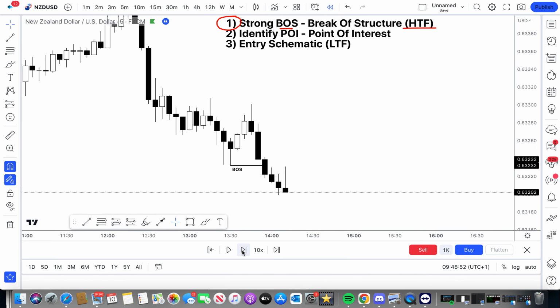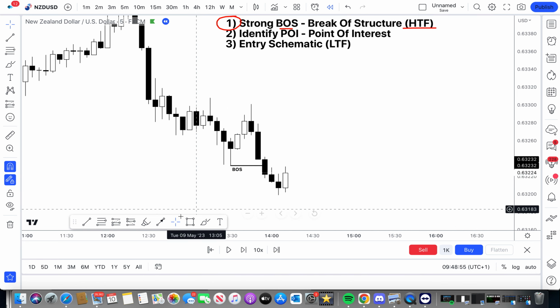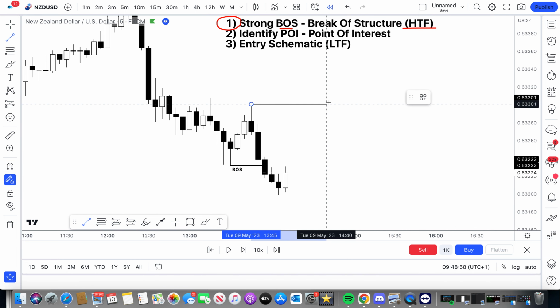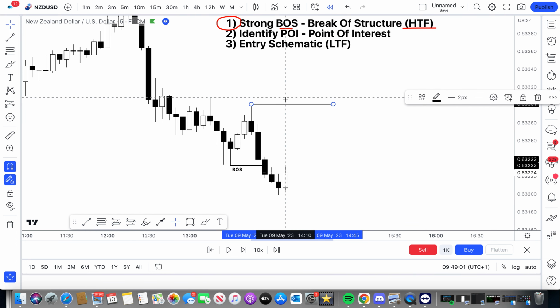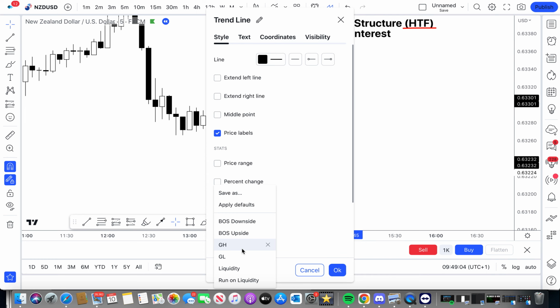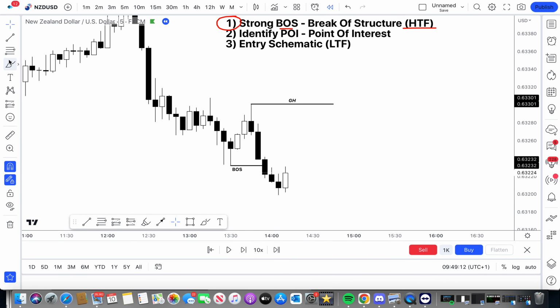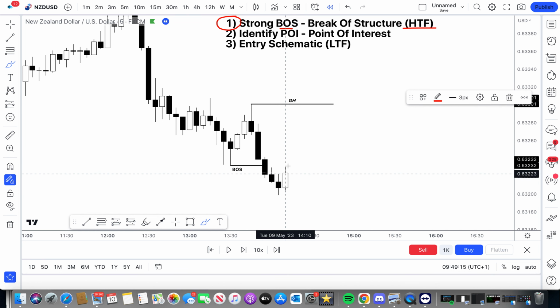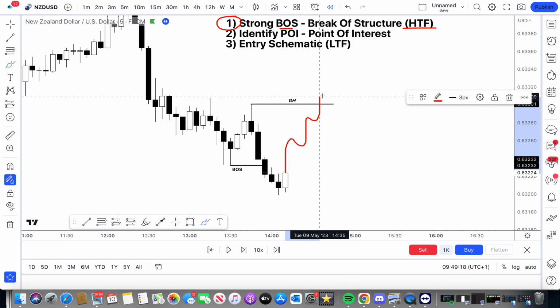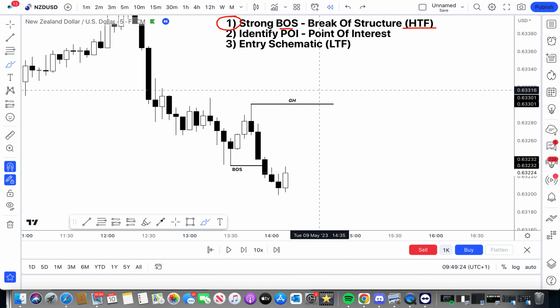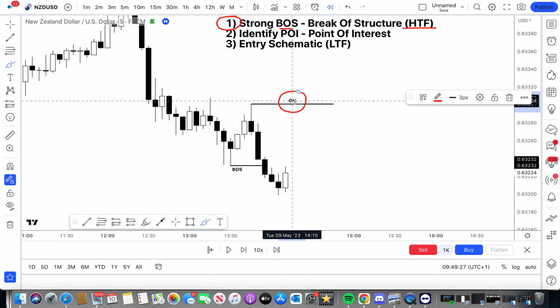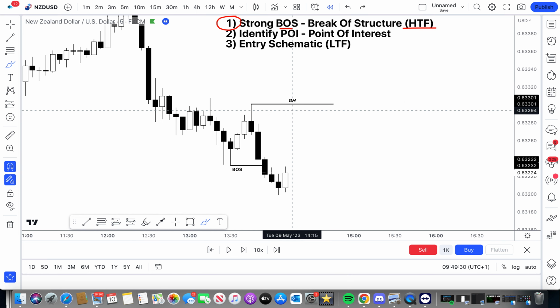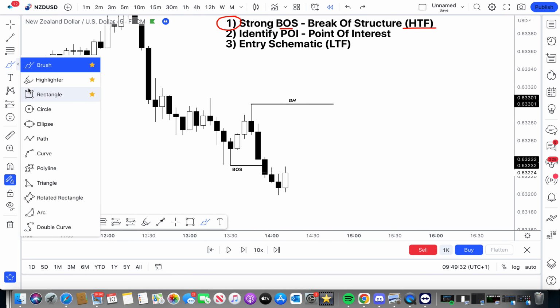Once we've seen a break to the downside, we can mark on a break of structure and we can then go ahead and mark on our guarded high. Our guarded high is our invalidation level of where we would look to exit the trade. If price starts to break our guarded high, this would indicate to us as traders that this sell bias that we have is no longer valid because structure may be shifting to the upside. As long as price remains and cannot close above our guarded high, this indicates to us that we're still in a seller's market.